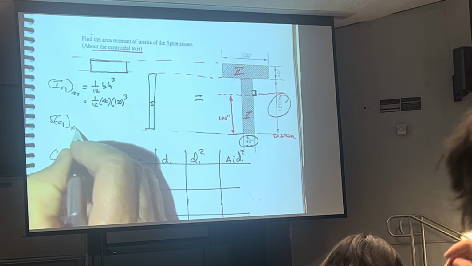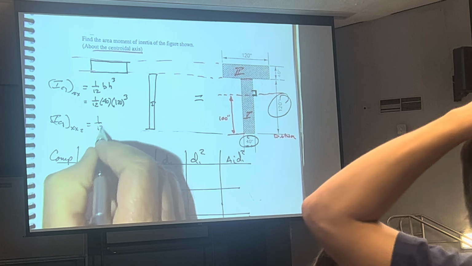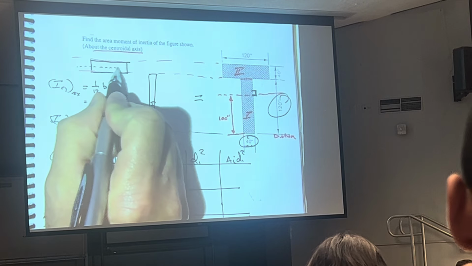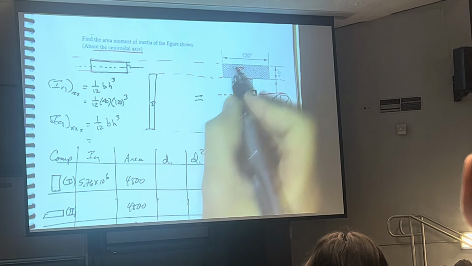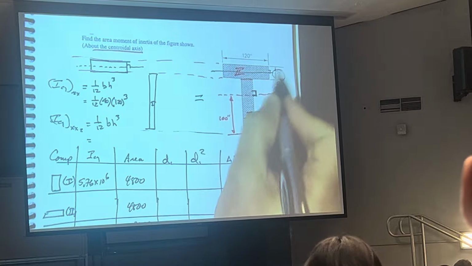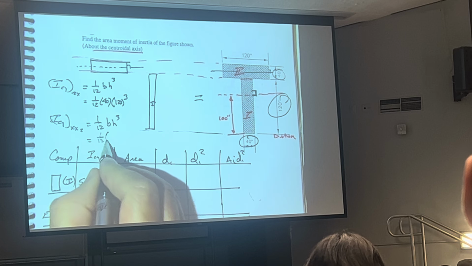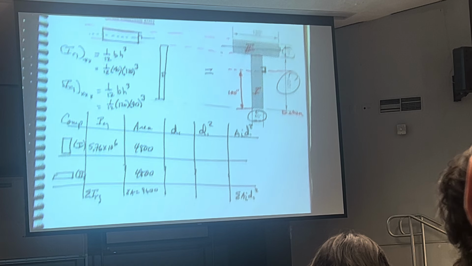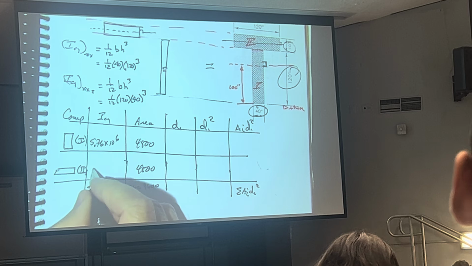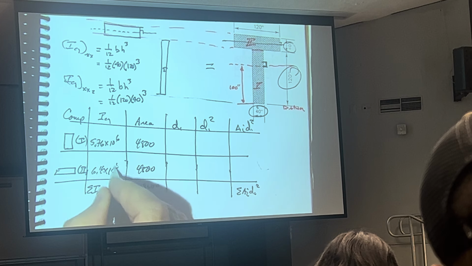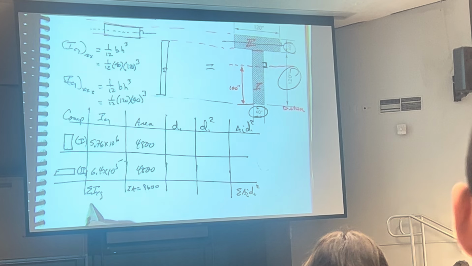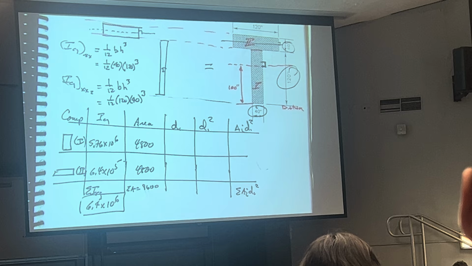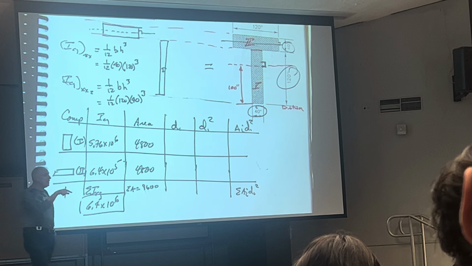ICG XX of 2. That's 1/12 b h cubed again. Now, this is the axis through here. This is what's being cubed, which means I'm cubing the 40 now. That's 1/12 times 120 times 40 quantity cubed. That's going to give me 6.4 times 10 to the 5th. Sum this column up, I'm going to have 6.4 times 10 to the 6th. That's the ICG of each individual piece.